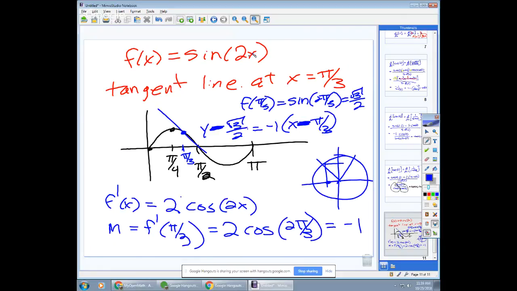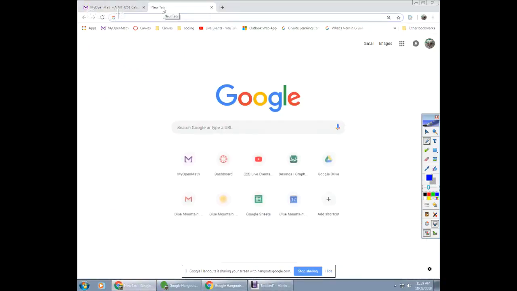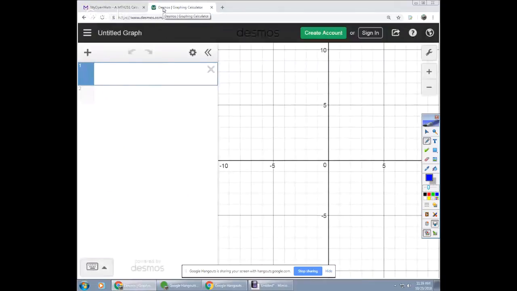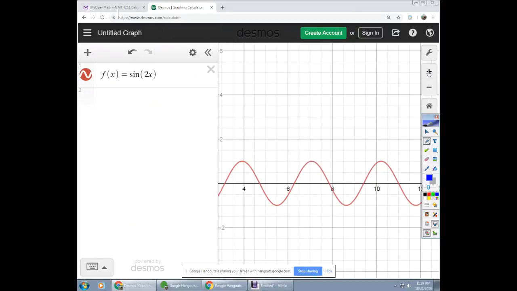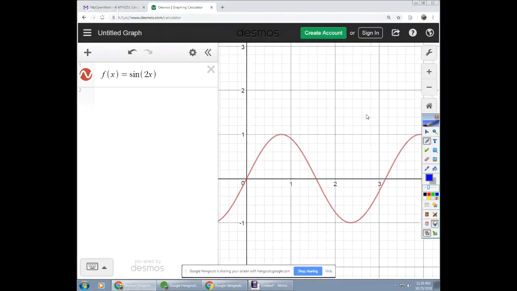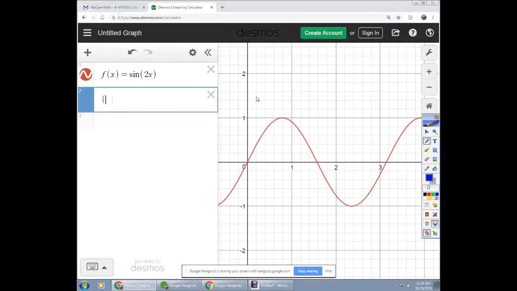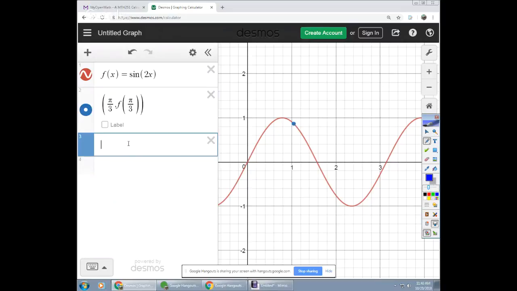Let's graph it and see. Whip out your graphing thingies. I'm going to use Desmos. So my original function is the sine of 2x. There's that wavy thing. Zoom in a touch. All right, and then I'm concerned about the point pi over 3, comma f of pi over 3. Oops, wrong place. Which is, yep, that's kind of close to where I thought it would be.